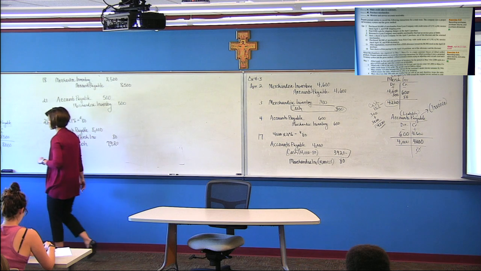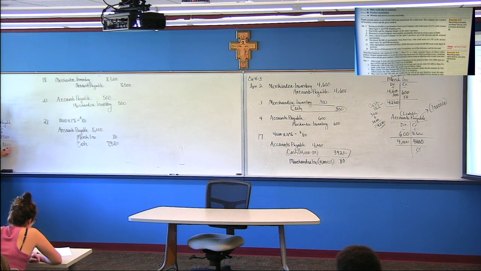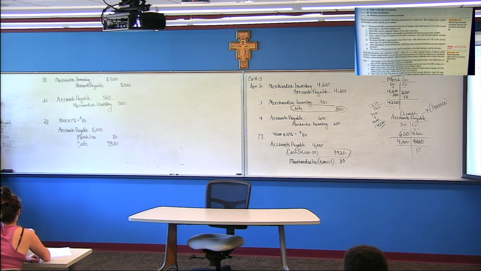Very good. 7,920. So that, again, my liability gets paid or satisfied in full. My discount gets adjusted through the merchandise inventory account, after which my balance then goes down to 7,920. The value of my merchandise inventory is then equal to the amount of cash that I actually paid for that inventory. So far, so good? Questions?